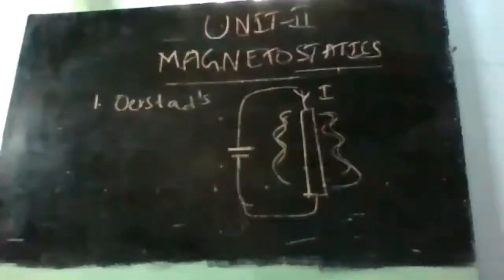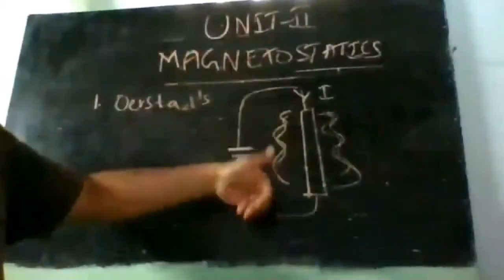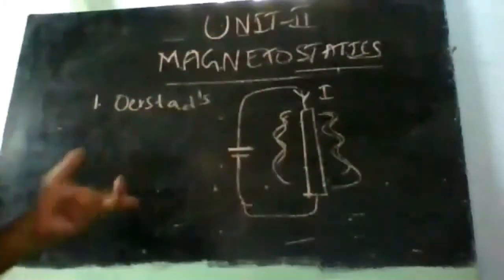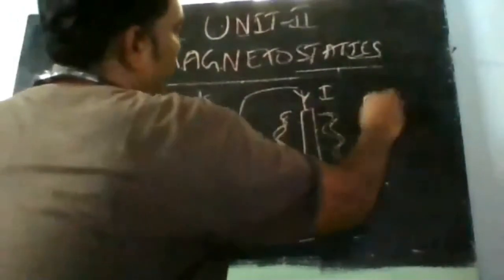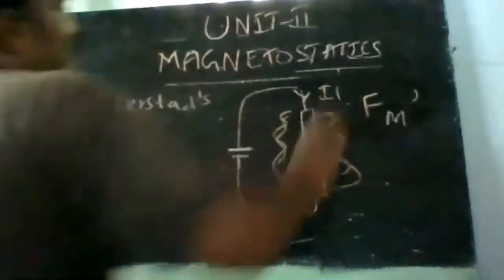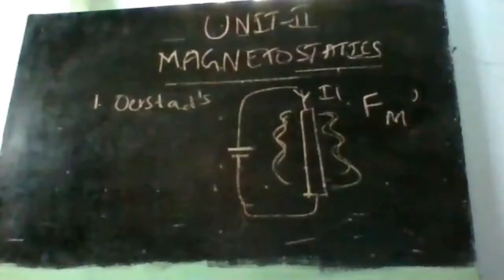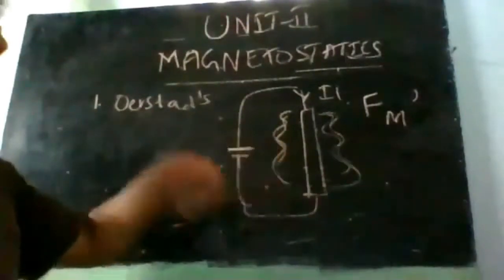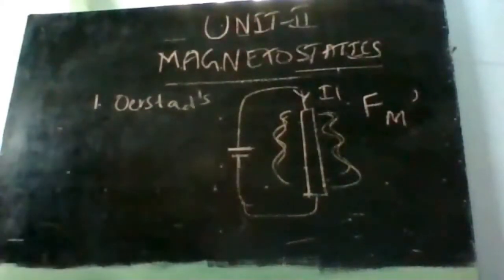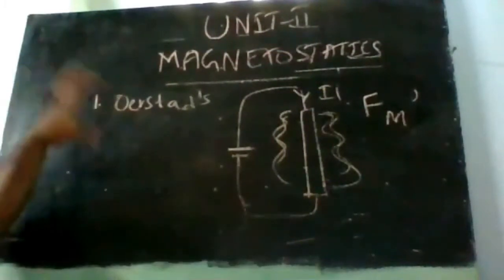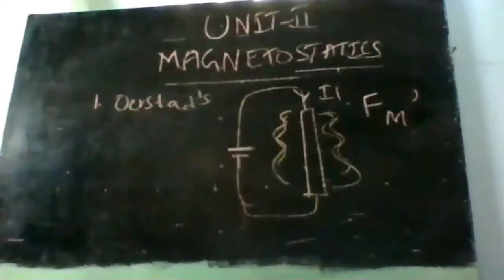So he has stated that if a current is passed through a conductor, a current carrying conductor will act as a magnet. It will produce a force that has a magnetic property. This has given us the origination of magnetism and magnetic materials. The fundamental law of magnetostatics is Ørsted's law or Ørsted's experiment.